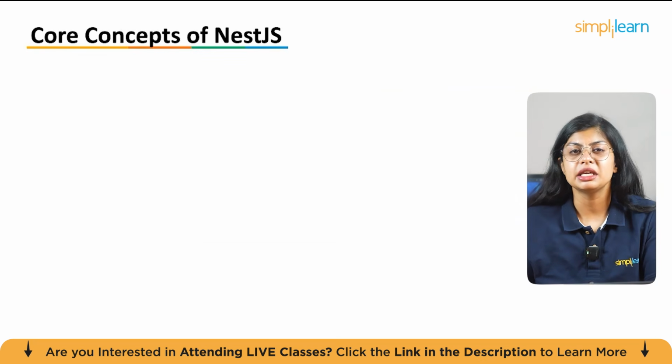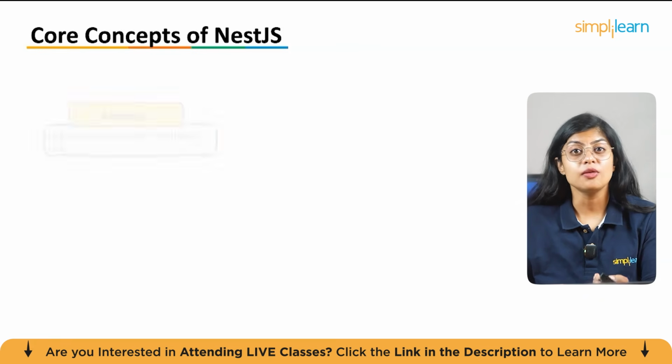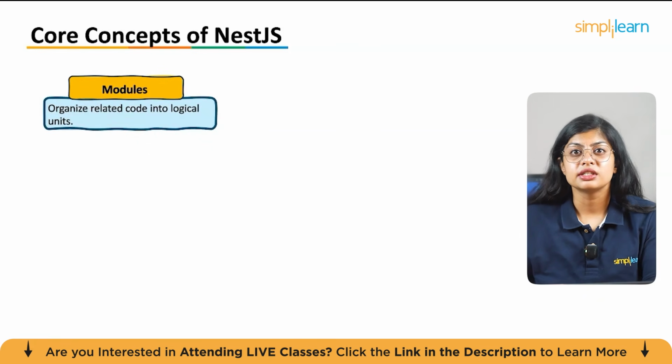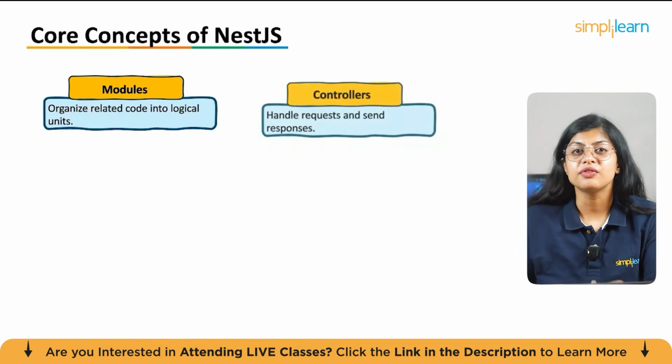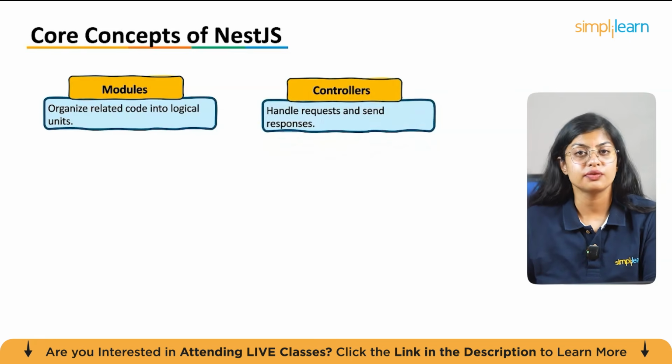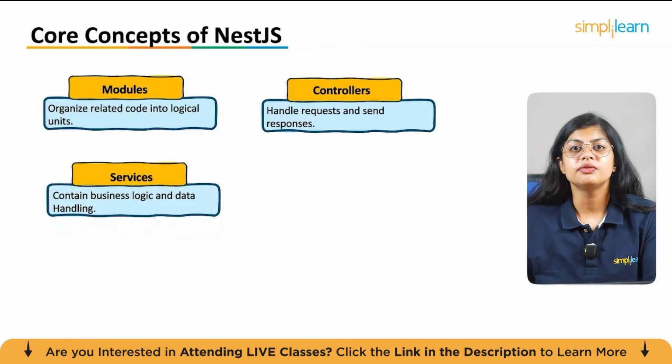Now let's dive into some key concepts of Nest.js that are really going to make your life easier. First are modules. Think of them like boxes where you can put related code. They help you keep everything organized and make it easier to scale your app. Next, we have controllers. These are like the traffic directors of your app. They take care of handling requests, like when someone asks for data, and sending back responses. Then there are services. These deal with the logic behind your app, like interacting with databases or external APIs. It's where the real work gets done.